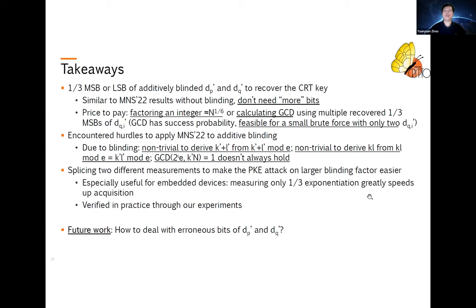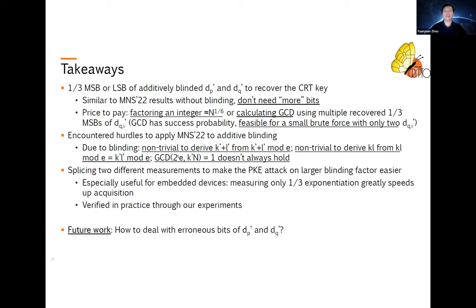And so when we apply this Eurocrypt idea to this additive blending scenario, we had to overcome some difficulties. Based on the known information, we can calculate the modular sum k prime plus l prime, but it's not trivial to derive k plus l. Also, it's not trivial to derive k times l from the modular product k prime times l prime. In the LSB case, as I mentioned before, the GCD of two known parts is not always equal to one. So we had to find a trick to solve this problem.